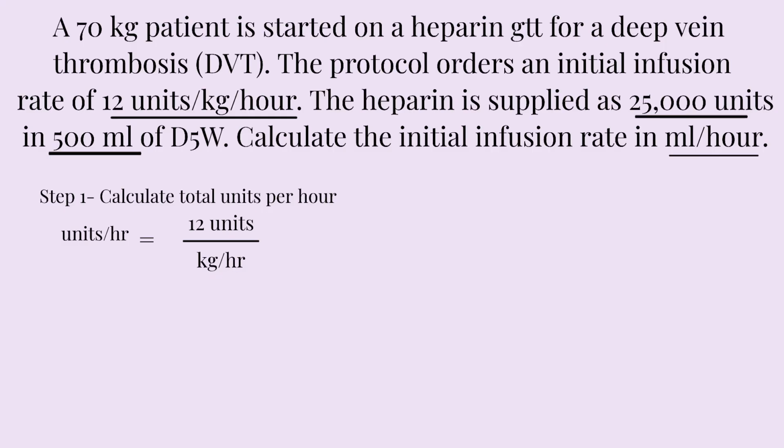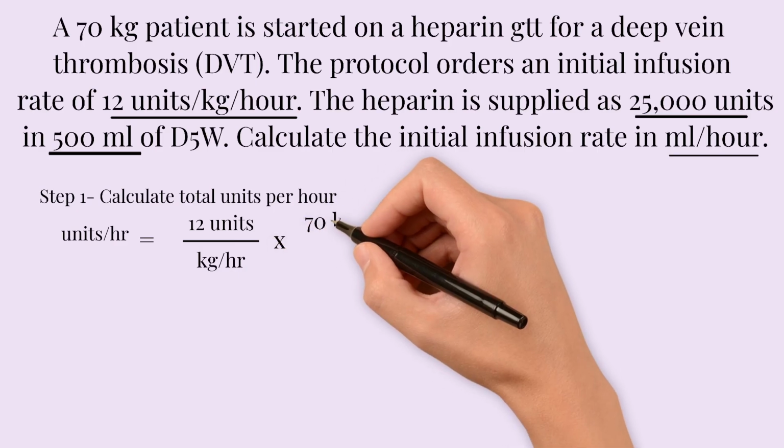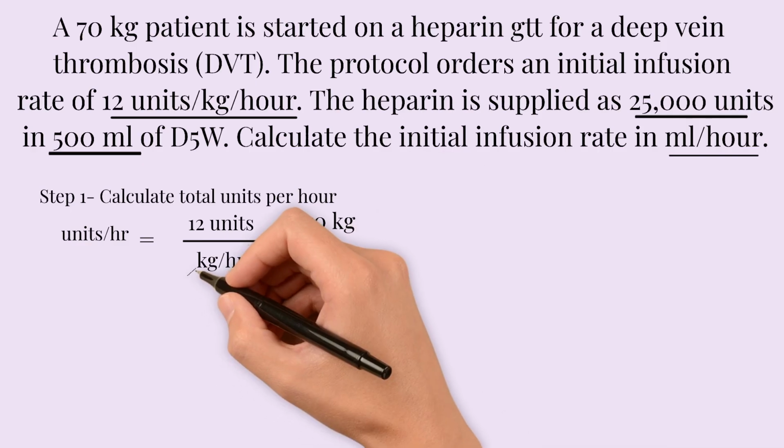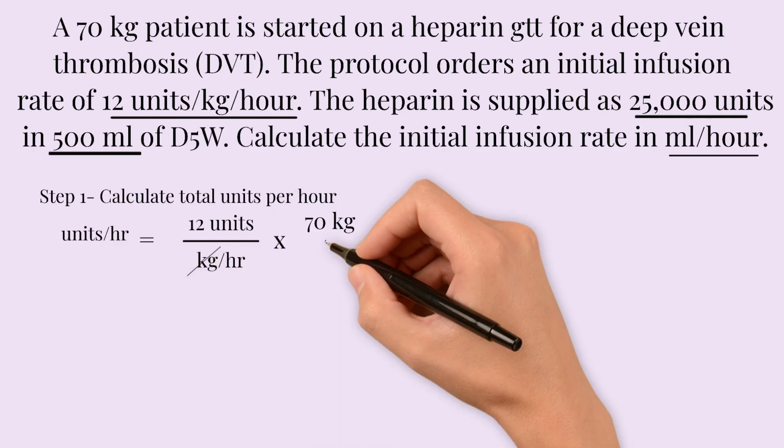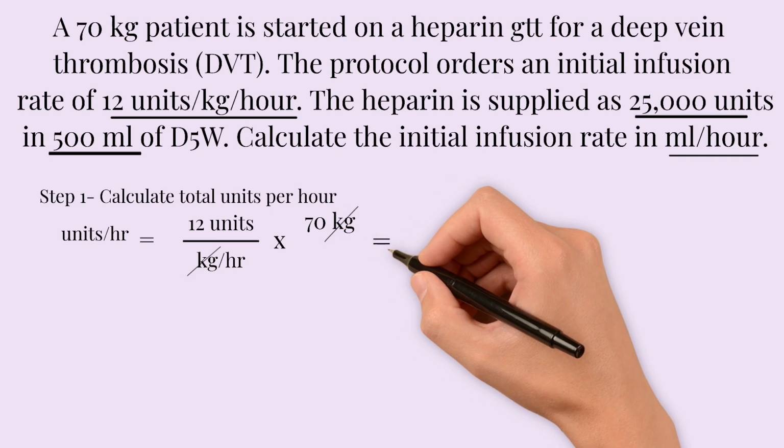If we put the 12 units per kilogram per hour, we need to cancel out our kilos. We know the patient's weight is 70 kilos. So our kilograms would be on top. We cancel the kilograms out, and we're left with units per hour. So our final answer for this is 840 units per hour.